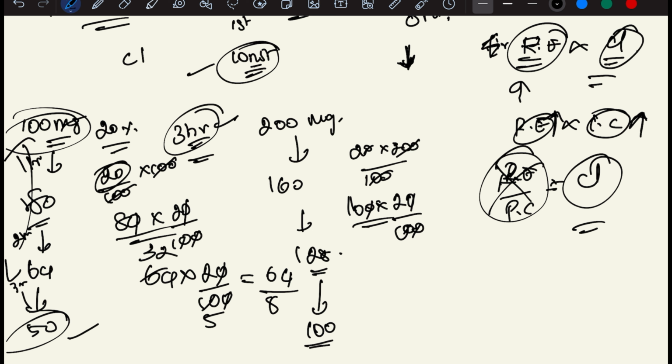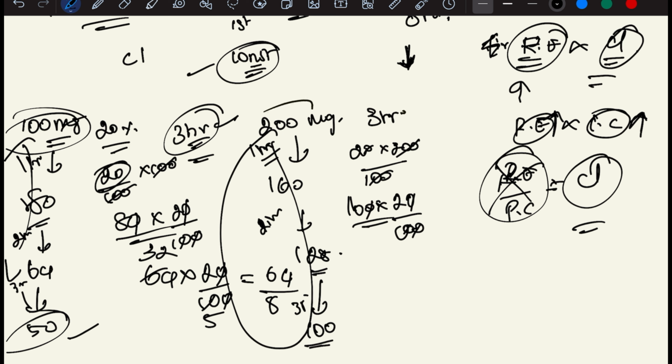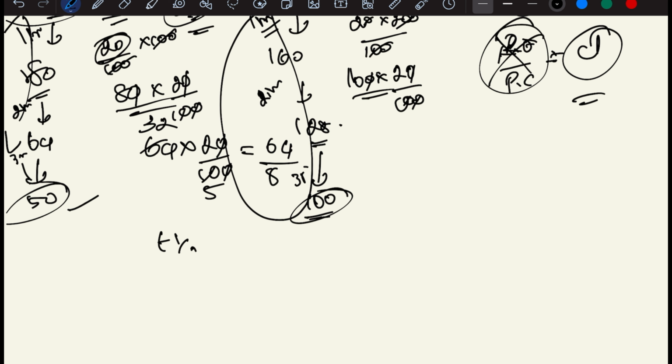If you want to calculate, please calculate and check. I don't want to extend the time. Then again, check the hours: first hour, second hour, third. What happens to the half time? See, again it took 3 hours to attain half of the initial concentration. So the half time of the first order kinetics remains constant.